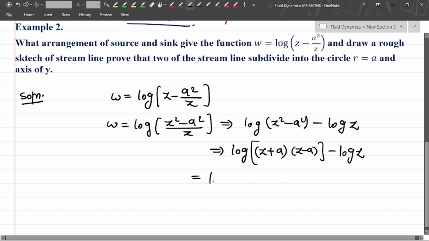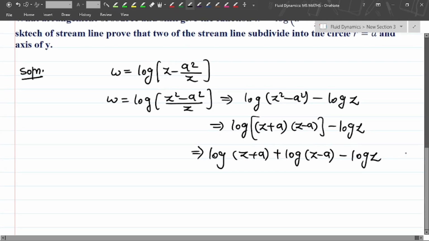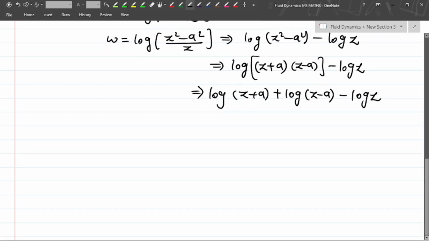And similarly, I can write here log of z plus a, because it is in multiplication with log, so this thing will happen. This is the expression of this term. Now, what is the complex potential function due to source and complex potential function due to sink? The complex potential function due to source and sink.